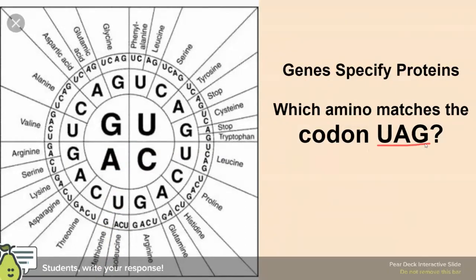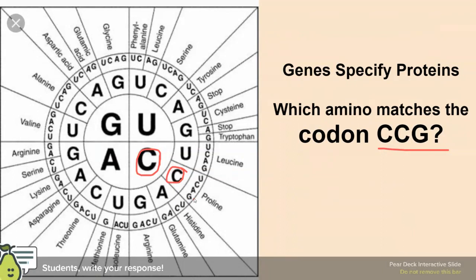All right, now we're looking at UAG. So we're going to start with U, then A, and then we're going to go to G. Does that code for an amino acid? No. It codes for nothing. It codes for a stop sequence. All right, what about UGG? We're going to start with U, G, G. This is tryptophan.